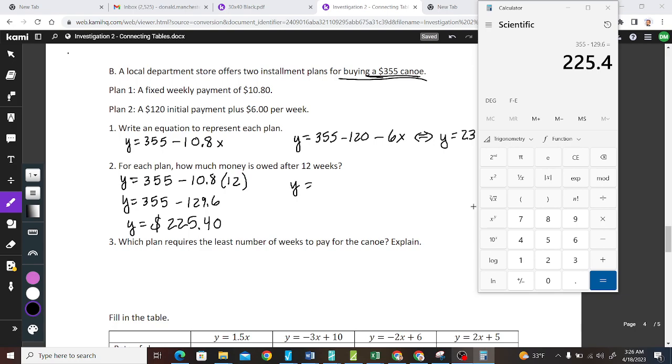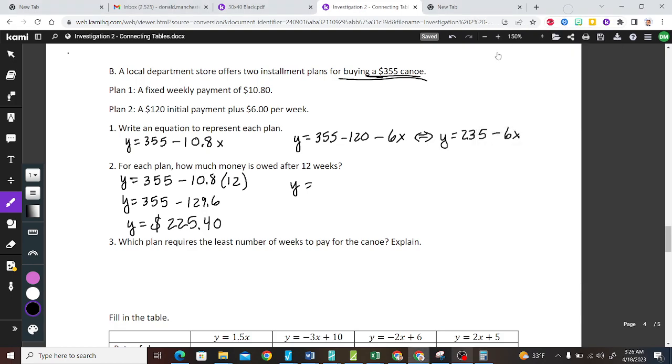The next one we're looking at is y equals 235 minus 6 times 12. That's 235 minus 72, which is $163. So we'd owe $163 after 12 weeks.